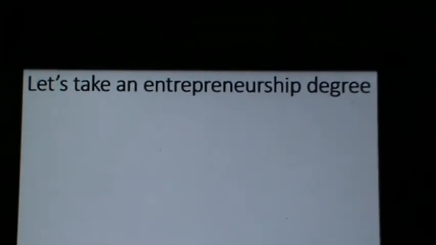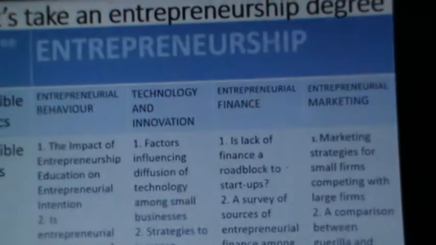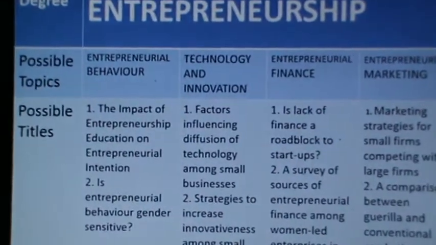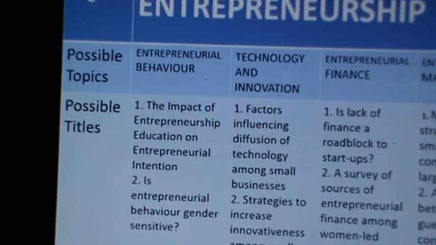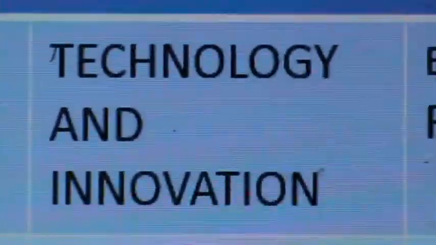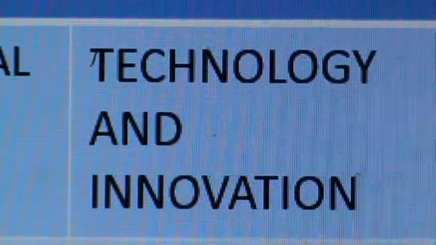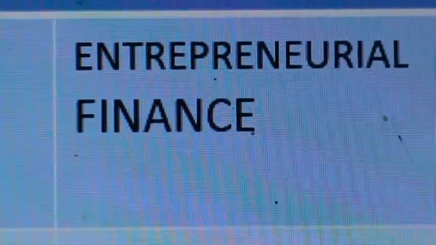Let us take the example of an entrepreneurship degree. Yes, that's a degree. Within the entrepreneurship degree, we have a number of topics, a number of areas. The possible ones, for example, are entrepreneurial behavior. That is an area under entrepreneurship. Technology and innovation. That is an area under entrepreneurship. Entrepreneurial finance. That's an area under entrepreneurship.